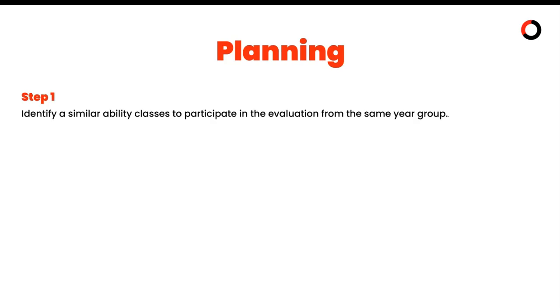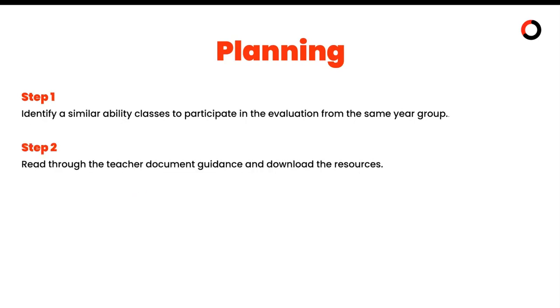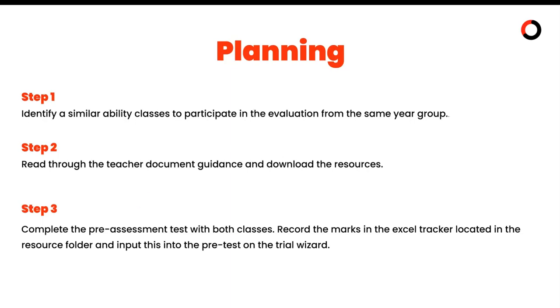So let's look at this from a step-by-step planning approach. Step 1, identify similar ability classes to participate in the evaluation from the same year group. Step 2, read through the teacher documentation guidance and download the resources. Step 3, complete the pre-assessment test with both classes, record the marks in the Excel tracker located in the resource folder and input this into the pre-test on the trial wizard.